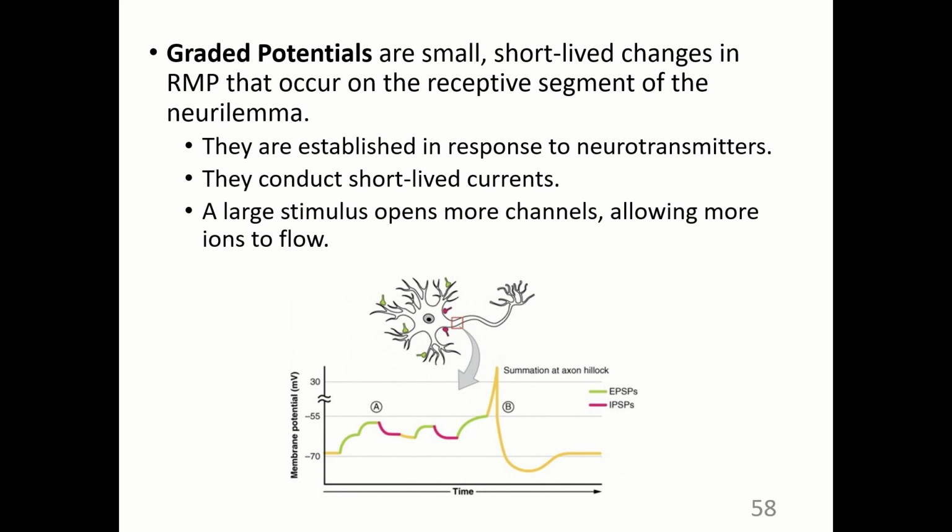Graded potentials are small, short-lived changes in resting membrane potential that occur on the receptive segment of the neurolemma. They are established in response to neurotransmitters. They conduct short-lived currents, and a large stimulus opens more channels, allowing more ions to flow.